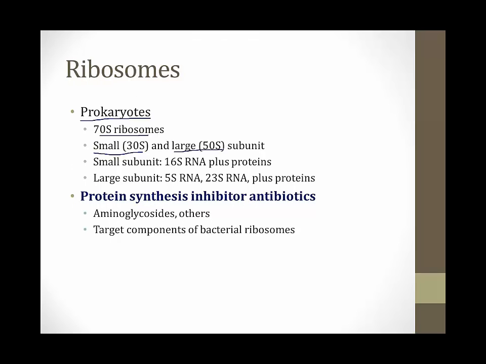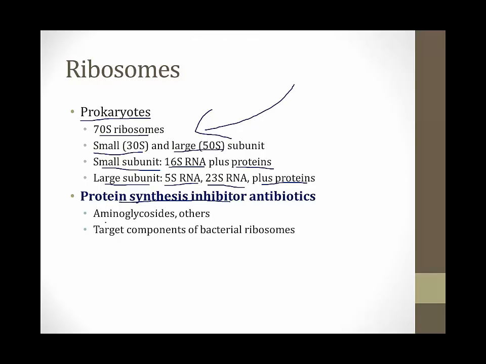And this is confusing because 50 and 30 do not add up to 70, but that's just the way the Svedberg units work. To make it even more confusing, the small subunit has a 16S size piece of RNA plus proteins. The large subunit has a 5S piece of RNA, a 23S piece of RNA plus proteins. And it's pretty low yield to memorize the size of all these ribosomes in prokaryotes, but what you should know is that the sizes of ribosomes in prokaryotes are different from in human cells, and this means that protein synthesis inhibitor antibiotics are drugs that target ribosomes only of the size found in bacteria.